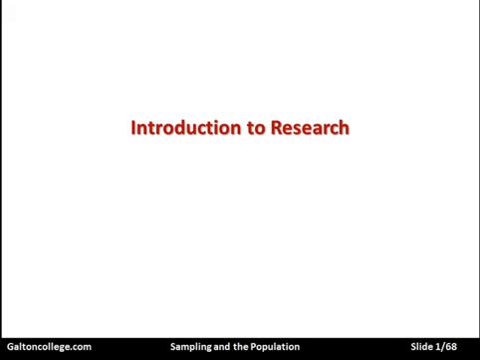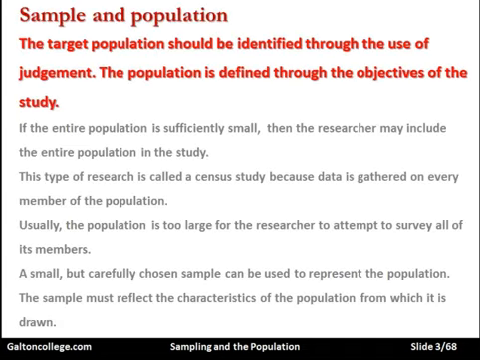Anyway, let's start. I want to talk about the sample and population. The target population should be identified through the use of judgment. The population is defined through the objectives of the study. Now what this means is that the target population has to be selected. Well, people do the selection. People have to decide what population needs to be investigated. So it's a matter of judgment. People judge which population is relevant, what information is required.